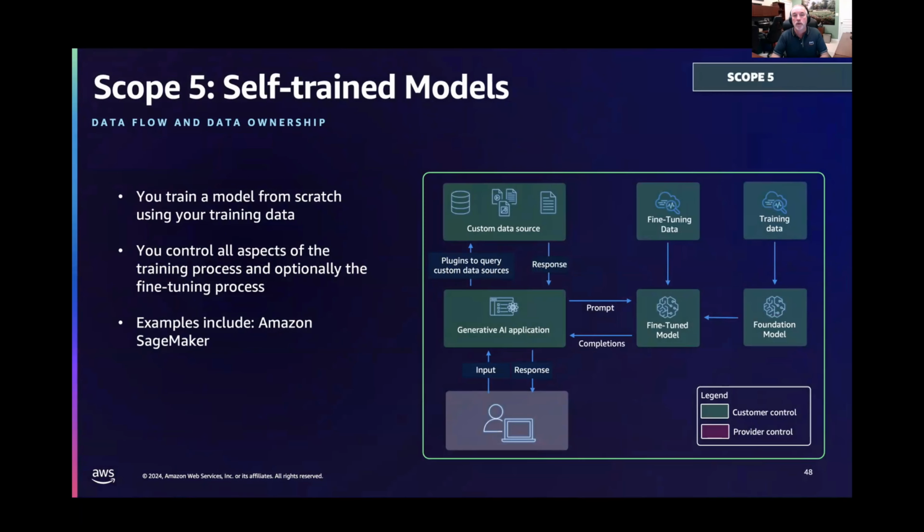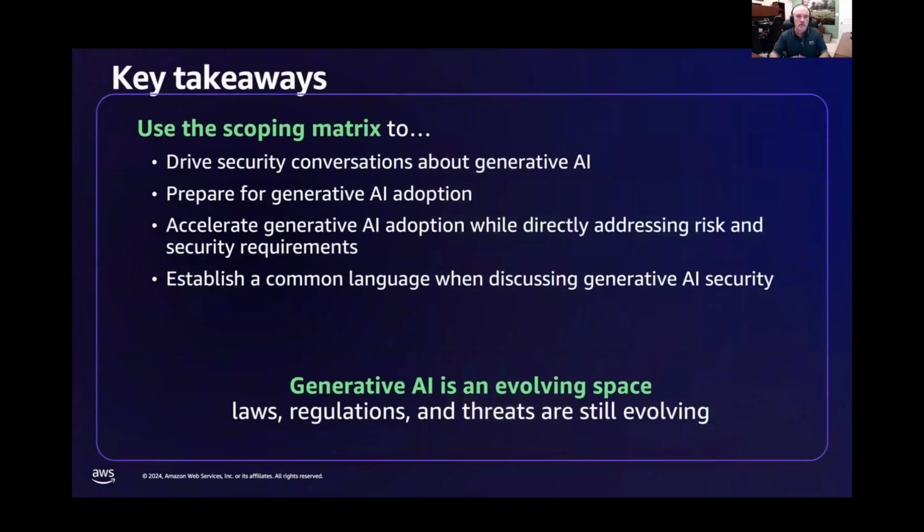So here's where we're training our own large language model. We're providing vast amounts of data. We're building that foundation model from scratch. We may or may not be fine-tuning it, but we're using our own application here as well. So there's a lot more detail in the blog related to the scoping matrix, but I really just wanted to introduce the scoping matrix to you today.